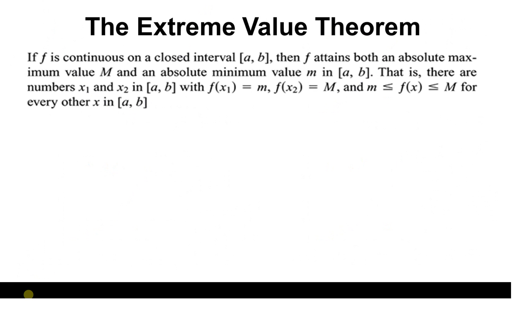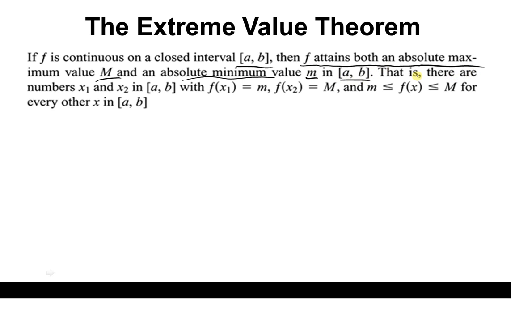Now, this is a theorem that you will understand by way of a number of examples. It says that if f is continuous on a closed interval between the points x equal a and x equal b, then f attains or realizes both an absolute maximum value of M and an absolute minimum value of lowercase m on the interval a to b.